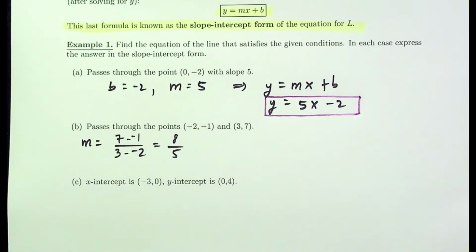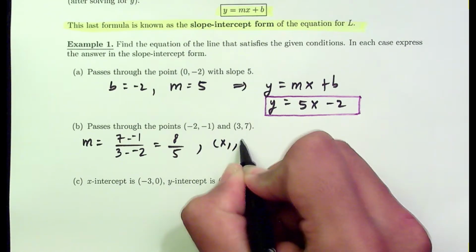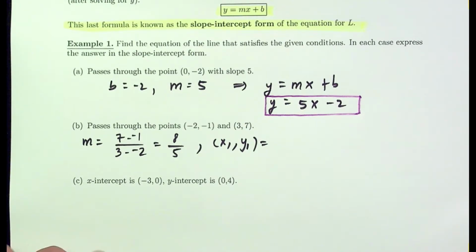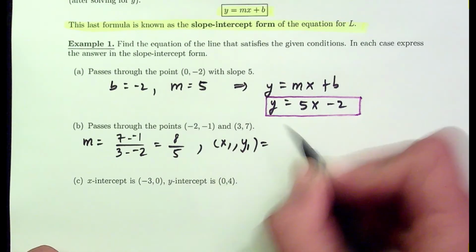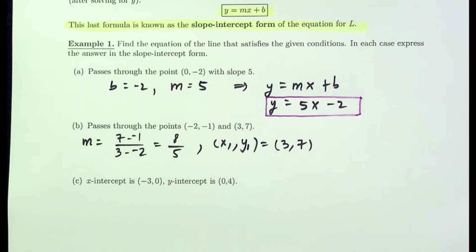And then you can use any point for your x1, y1. I recommend that you use the one that has the least number of negative signs, because negative signs are a source of mistakes. They tend to mess you up. So I'm going to use (3, 7) instead of the other one because it has no negatives. I want to avoid negatives because it's easier to make mistakes when you have many negatives floating around.